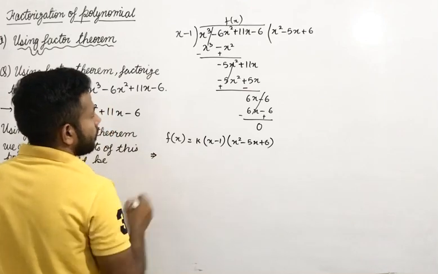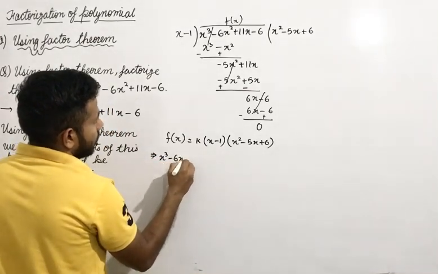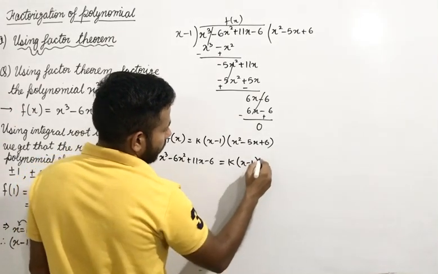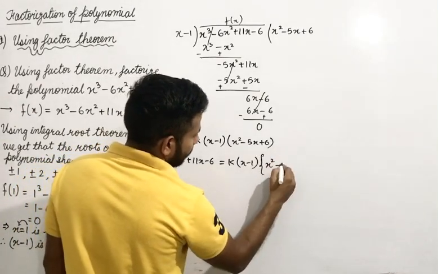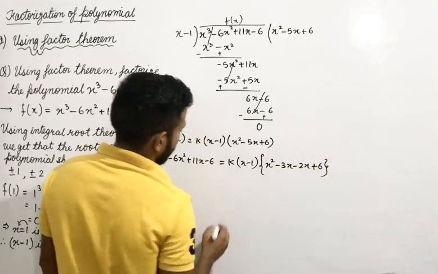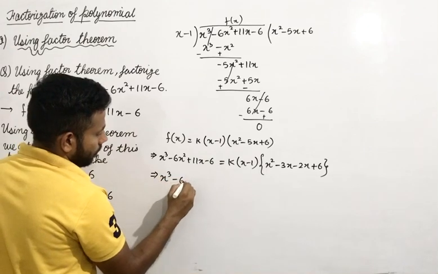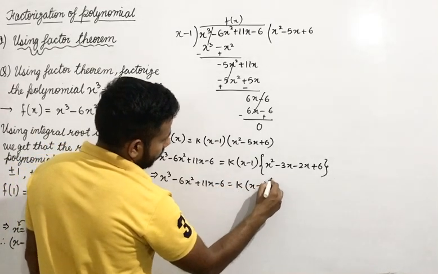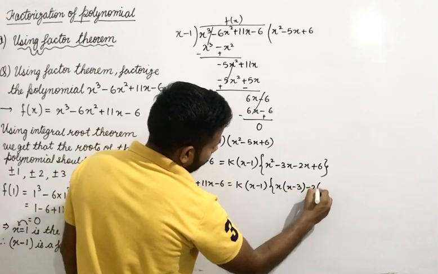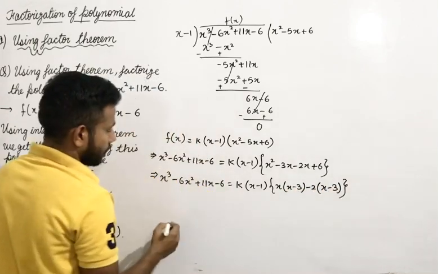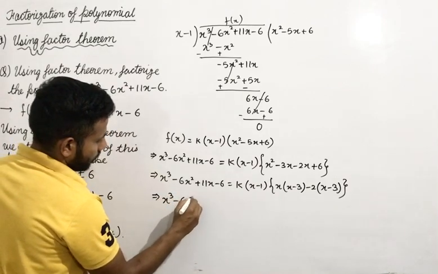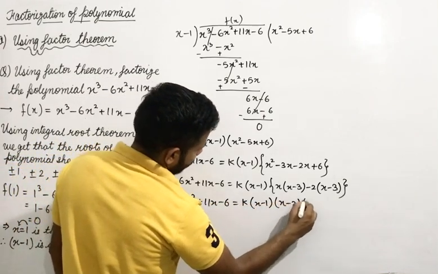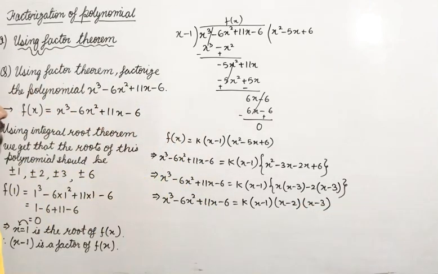So let us do it like this. x cube minus 6x square plus 11x minus 6 is equal to k into x minus 1, and we split the middle term. x cube minus 6x square plus 11x minus 6 equals k into x minus 1 into x minus 3 into x minus 2. So this is where we have reached.